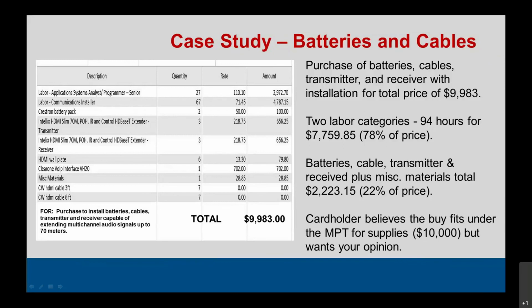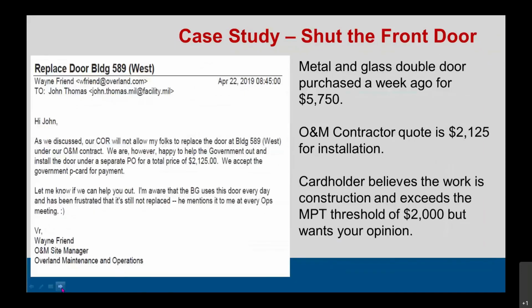So what is the solution? The cardholder could not make this purchase using the purchase card because it exceeds the $2,500 limit for services, and it should be forwarded to an acquisition or procurement official who could further process the request. So there's our first case study. Let's look at a couple more.